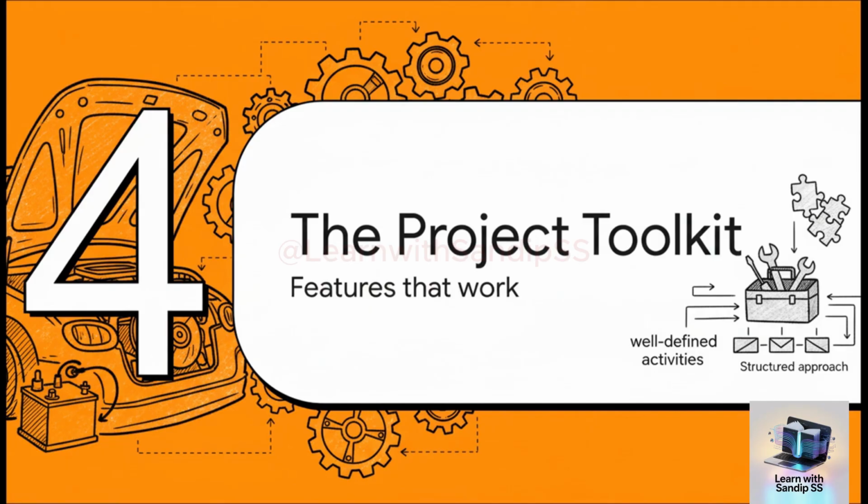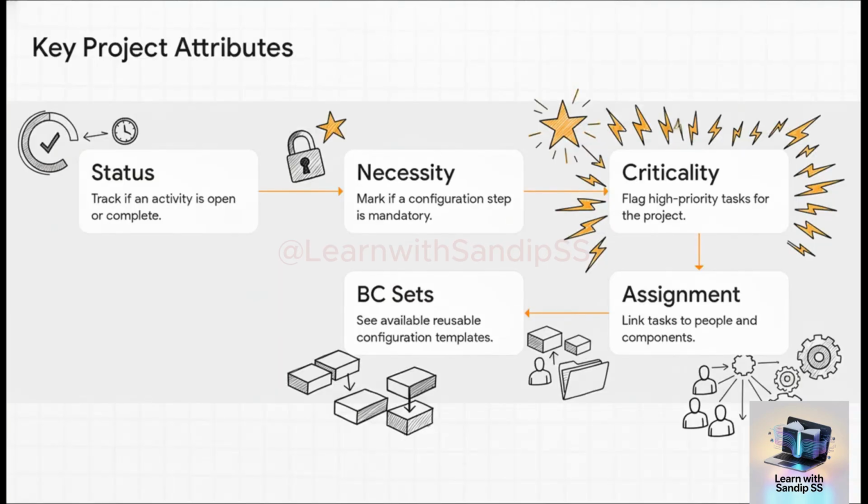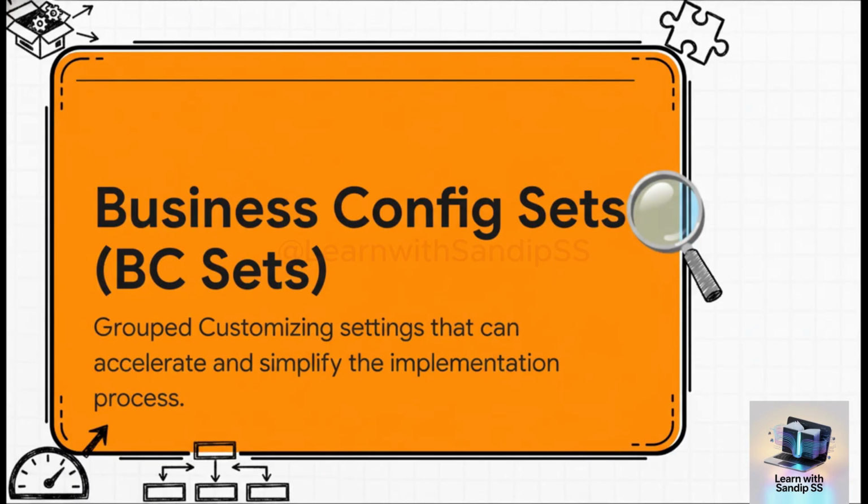All right, let's pop the hood and take a look at the specific features inside this toolkit that make these customizing projects so effective and, frankly, so powerful. These key attributes are what turn a simple checklist into a real dynamic project management tool. Right there in the system, you can track the status, you can flag the steps that are absolutely mandatory, highlight the critical path, assign work to your team members, and even see where you can use reusable templates to speed things up.